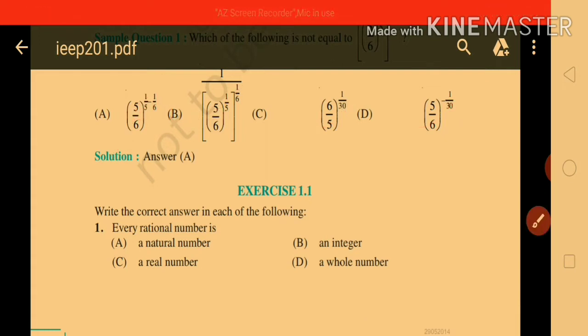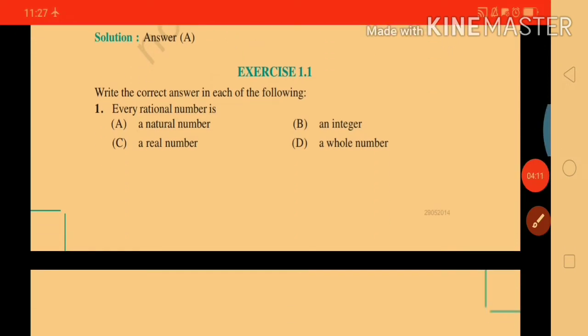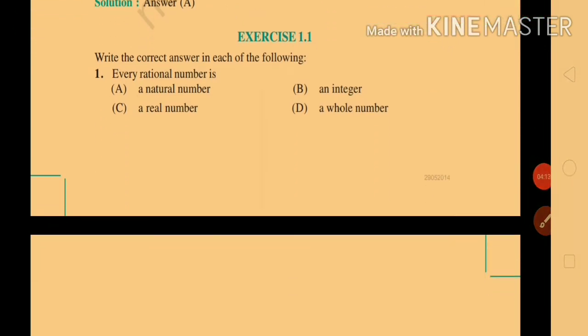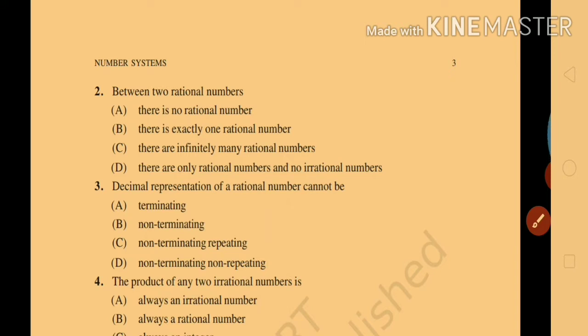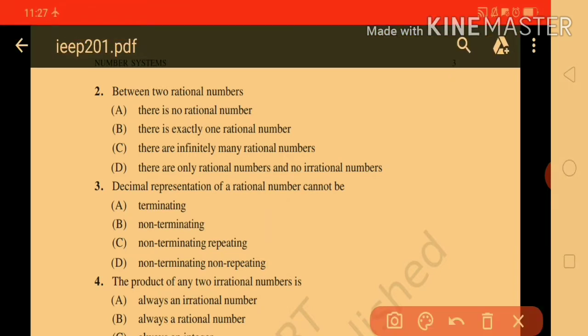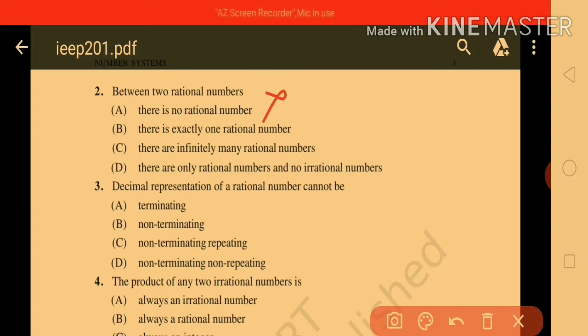Now come to question 1 in the exercise. Every rational number is a real number, you know that every rational number is a real number. Come to the next question. Between two rational numbers there is no rational number. This is wrong. There is exactly one rational number. This is wrong. There are infinitely many rational numbers, is right.